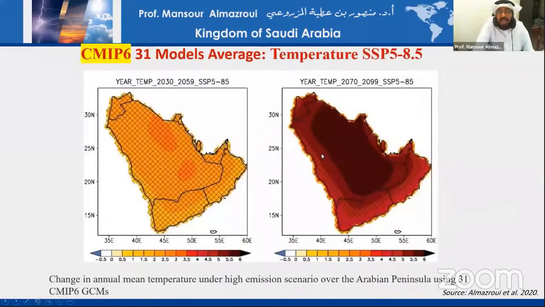And this is the model average of CMIP6, which is also published in Earth System and Environment in 2020. And this one has also been included in the IPCC Assessment Report 6. So you can see the temperature is really going very high. It may reach more than 5 degrees. This is an ensemble of 31 models.